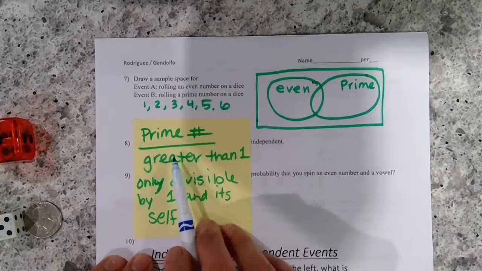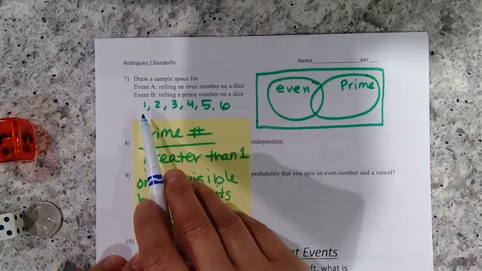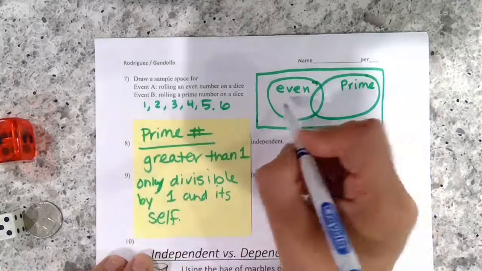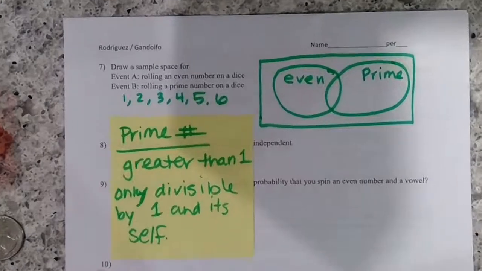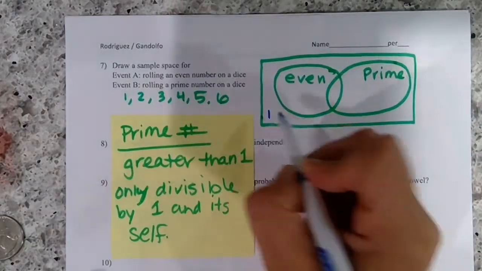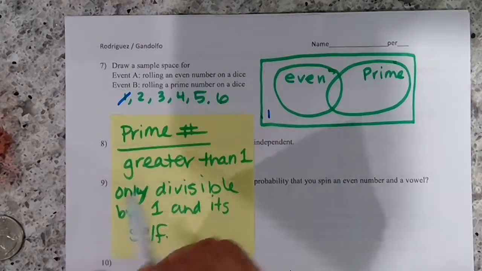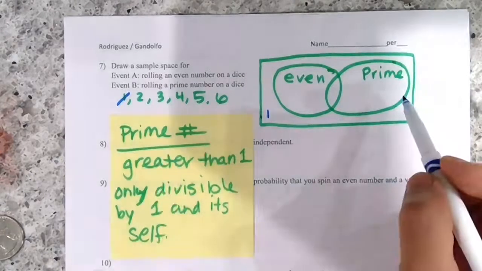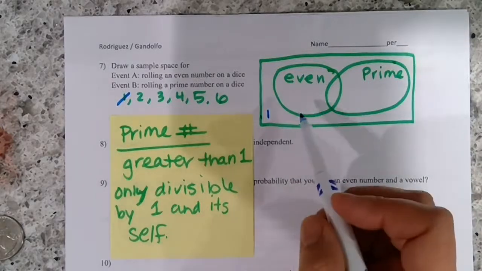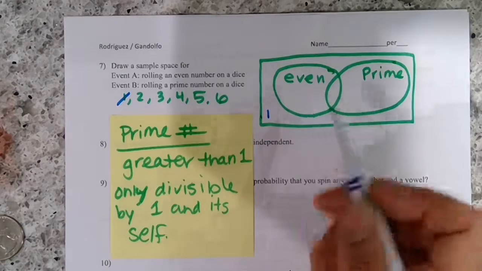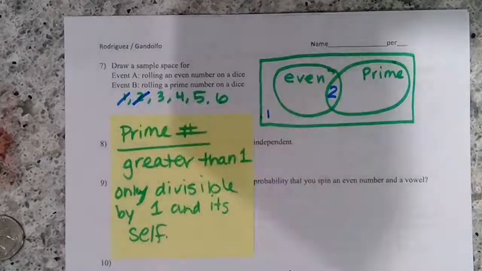1 is not a prime because a prime number has to be greater than 1. 1 is not an even number because it has to be divisible by 2. So 1 is neither even or prime. So it goes here. 2 is even. It's greater than 1 and only divisible by 1 and itself. So 2 is even and it's a prime. So 2 actually goes there. Okay, that was a trick.